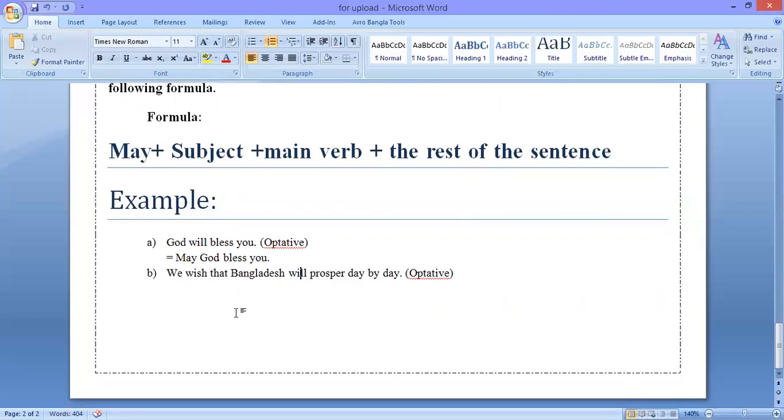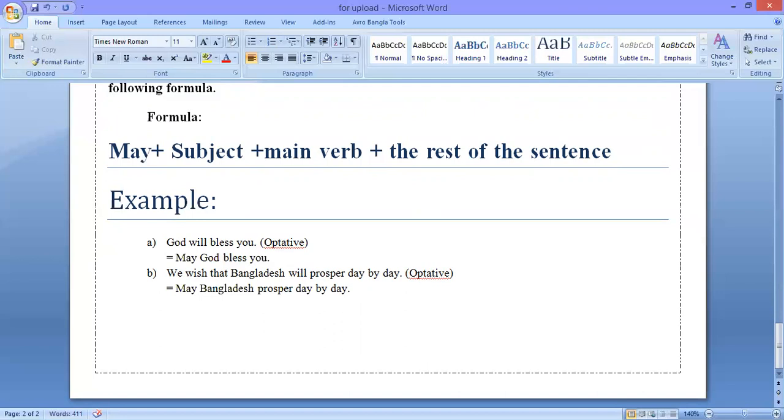And if we look at example 2, we can see that we wish that Bangladesh will prosper day by day. It is an assertive sentence and we shall have to make this optative sentence. So we shall have to write may at the beginning of the sentence. So I'm writing may. After that, we shall have to bring the subject. So may Bangladesh. Then the main verb, prosper day by day. So may Bangladesh prosper day by day.